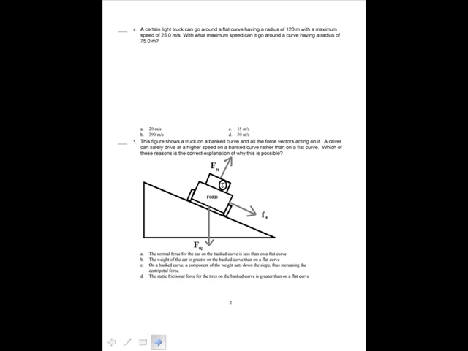A certain light truck can go around a flat curve having a radius of 120 meters with a maximum speed of 25 meters per second. With what maximum speed can it go around a curve having a radius of 75 meters? Okay, well, it's on a flat curve, and we know then that the centripetal force is equal to the static frictional force. So that is mv squared over r is equal to mu times the normal force. Since it's on a flat road, the normal force is equal to the weight, so that's just mg.